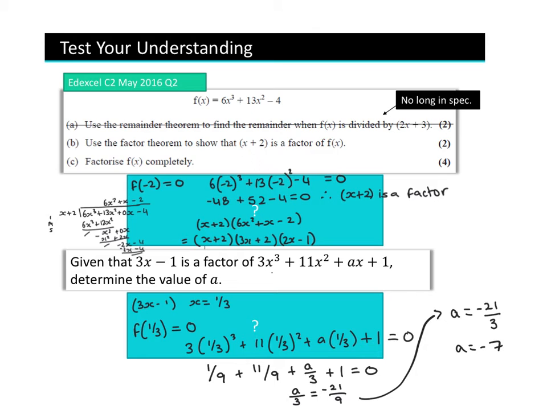Just going back to part A as well, just so you know, when it says on part A, use the remainder theorem to find the remainder when f of x is divided by 2x plus 3, all you need to do is substitute in x equals minus 3 over 2 into the equation, and then you will find the remainder.